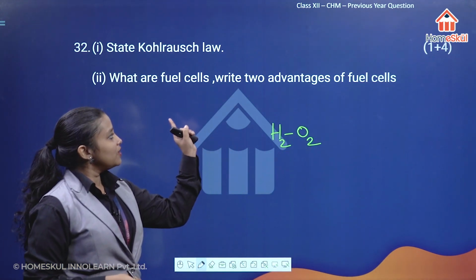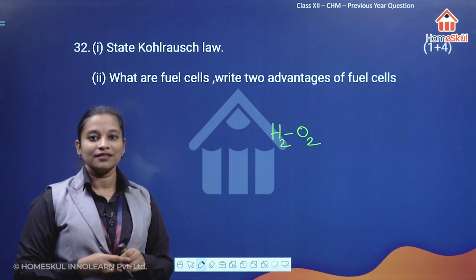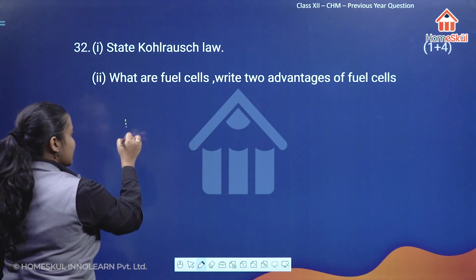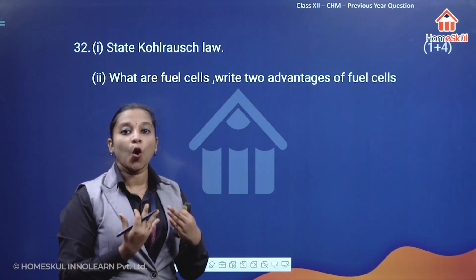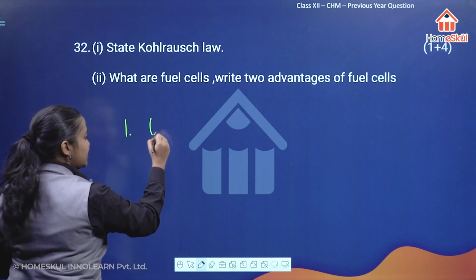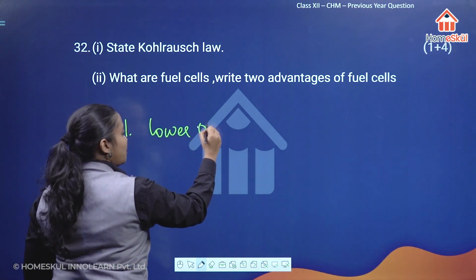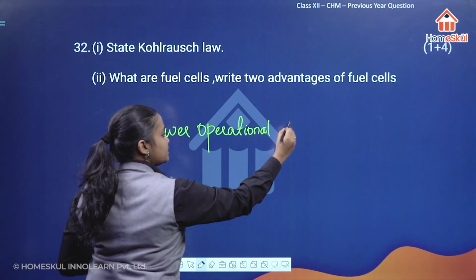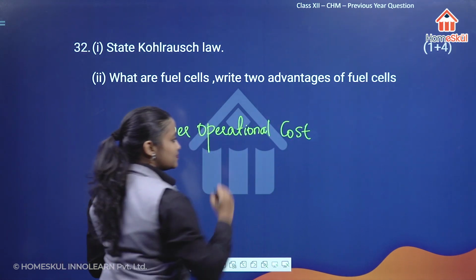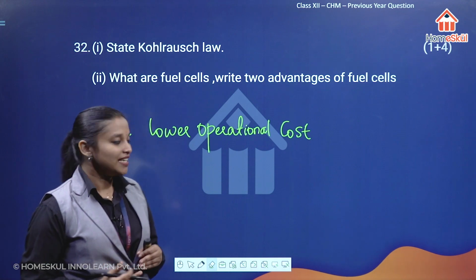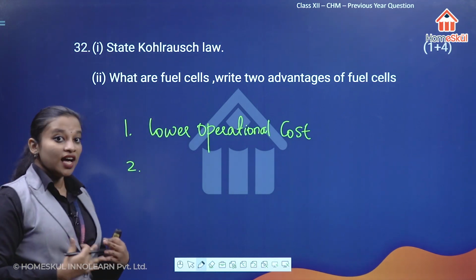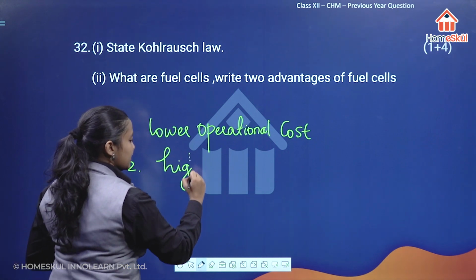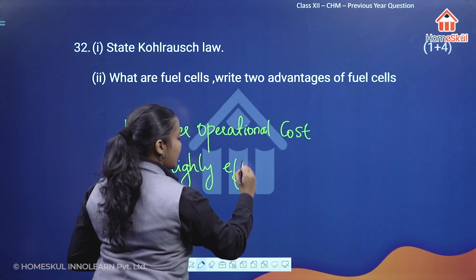Okay, you have to study the diagram of the H2-O2 fuel cell. Okay, now write two advantages of fuel cell. The first advantage is, yes, that they have lower operational cost. And the second advantage is, yes, they are highly efficient. Okay, in comparison with the other cells, they are highly efficient.